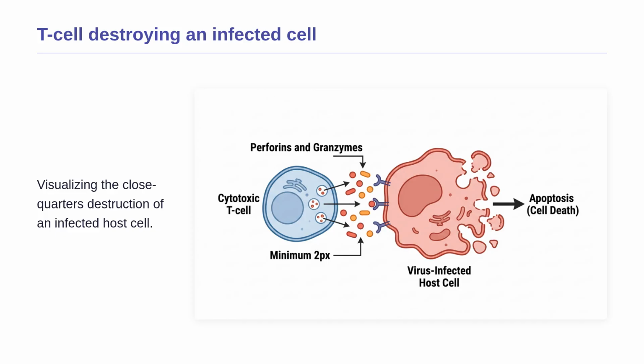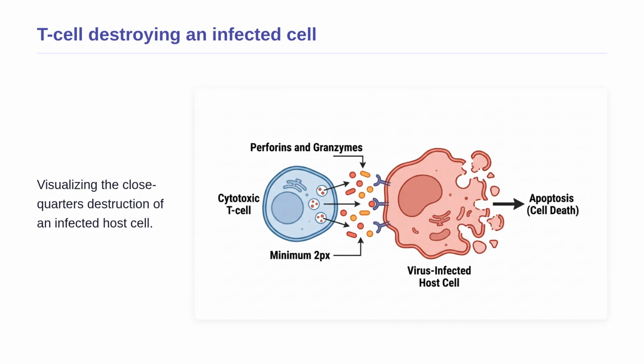Having calculated the size of the T cell army, let us look at how an individual soldier fights. In this diagram, you see the close quarters combat of cell-mediated immunity. On the left is the cytotoxic T cell, physically bound to the larger virus-infected host cell on the right. Notice the small particles being released between them? These are the toxic enzymes, perforins and granzymes.